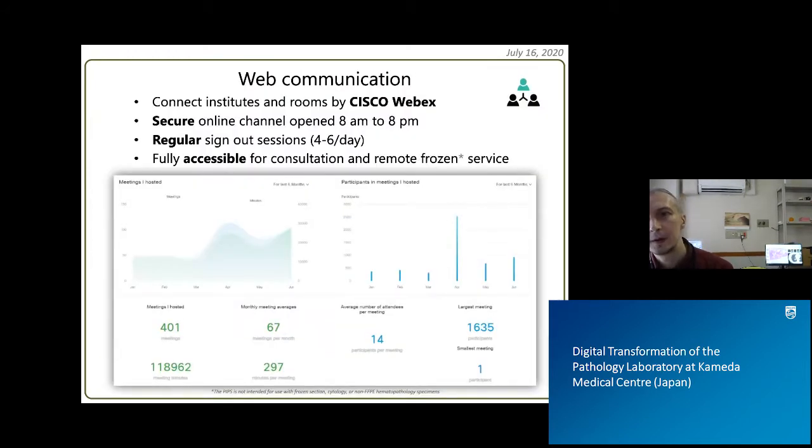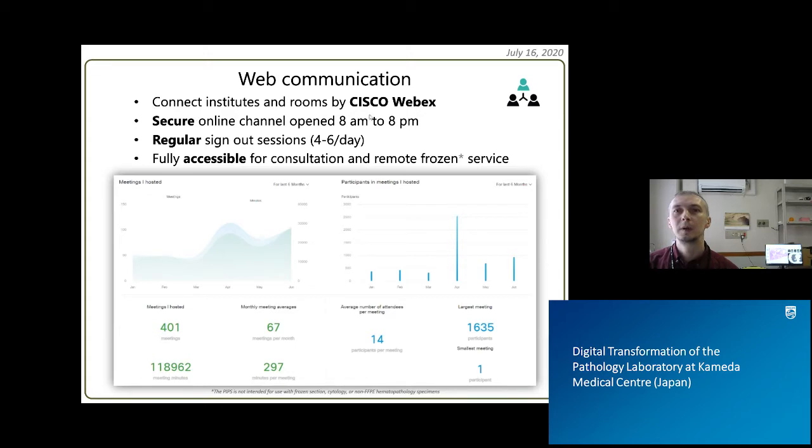This thing is very important: web communication. Once again, I'm speaking not about our single location as a laboratory. I'm speaking about our network, which connects many hospitals and many laboratories. So having web communication efficient and robust is very important.